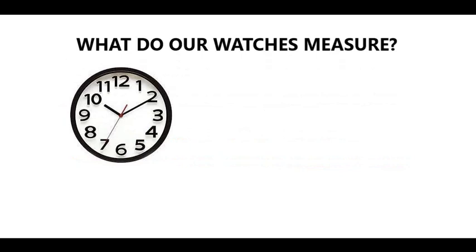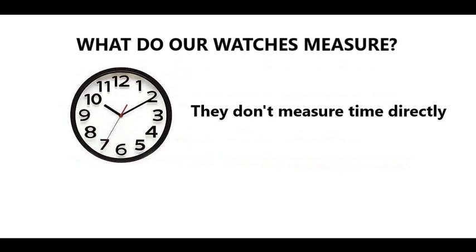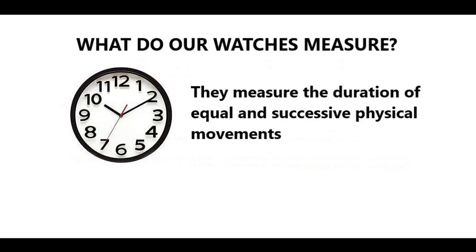What do our watches measure? They are said to measure the passage of time. But we must understand that they do not measure the passage of time directly. They measure the duration of equal and successive physical movements, which allow us to visualize the passage of time. Clocks count and display the number of these pattern movements.